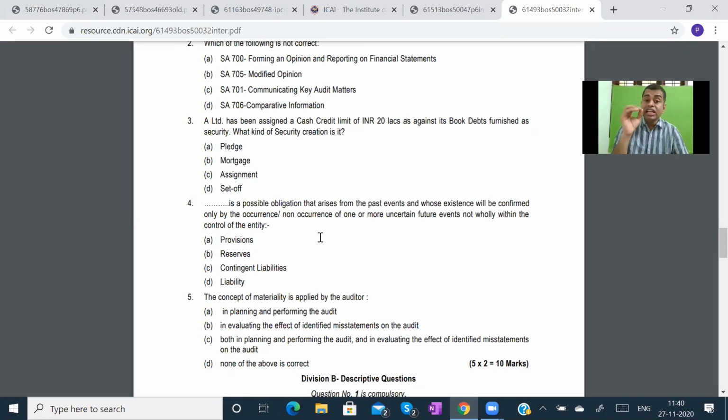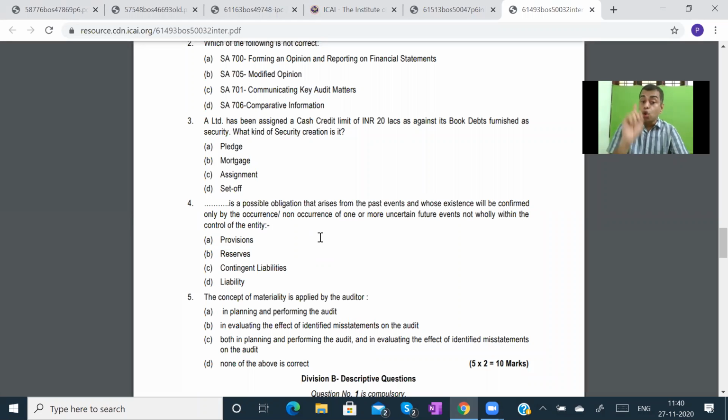A pledge is for movable, tangible asset. For example, gold chain. You can pledge a gold chain. Mortgage is usually for immovable assets. Set off means one balance knocking off with another balance. A is wrong, B is wrong, D is wrong. So the correct answer is C, assignment.